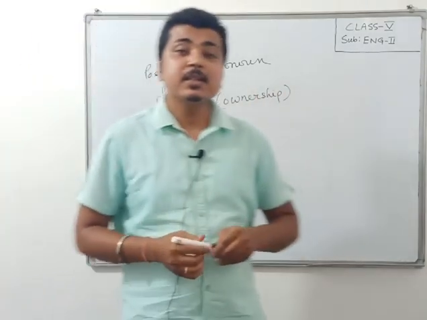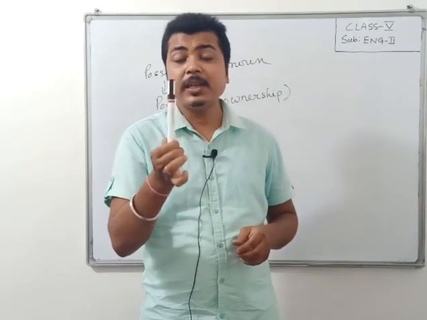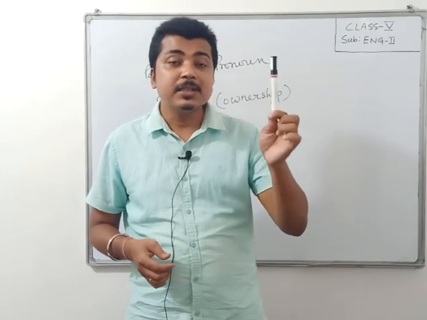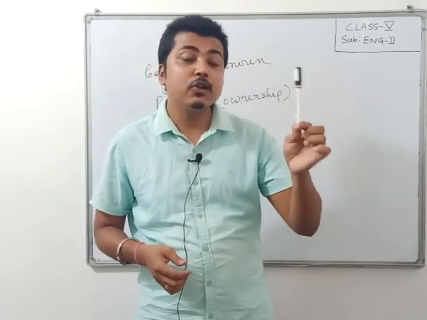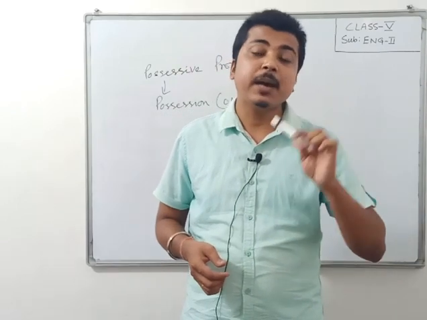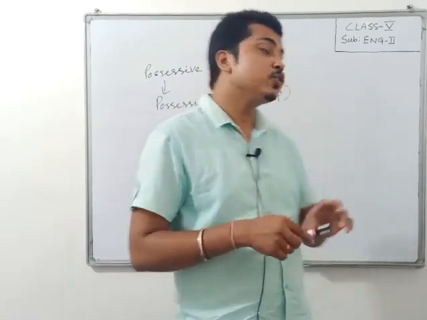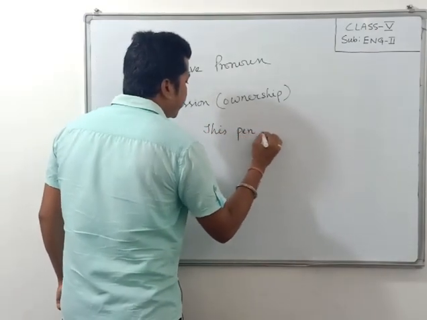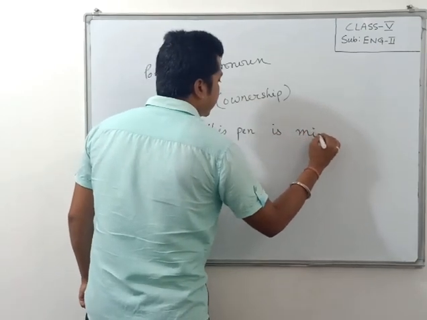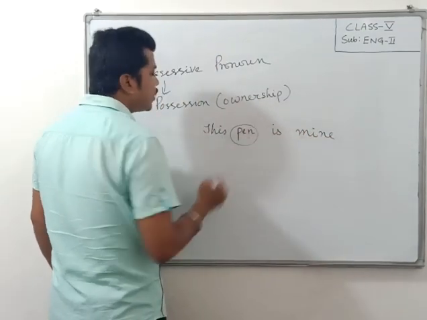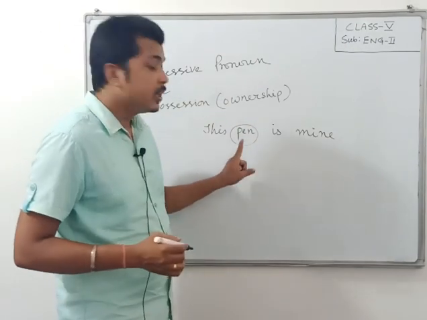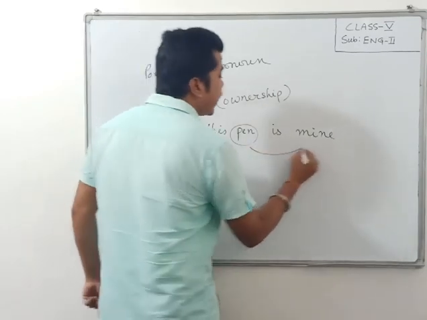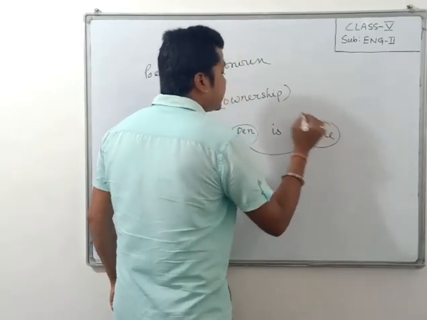Ownership means, suppose this pen is mine. I am talking about this pen. The pen is the object here. Now this pen belongs to whom? Whose pen is this? It is my pen. This pen is mine. Here I am talking about the word pen. It is an object. This object belongs to whom? This object belongs to me, that is mine.